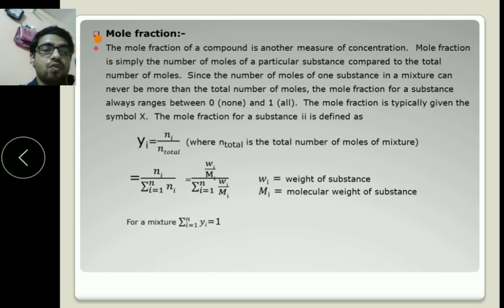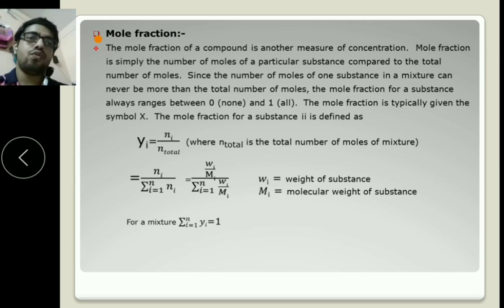Suppose in a mixture we have oxygen and nitrogen, and carbon dioxide is not there. If someone asks what is the mole fraction of carbon dioxide, as there is no carbon dioxide, the mole fraction is 0 by total moles, which equals 0. And for a pure substance, suppose we have 100% nitrogen. The mole fraction of nitrogen is moles of nitrogen over moles of nitrogen, which is the same in both cases, so the mole fraction is 1. So mole fraction varies from 0 to 1.